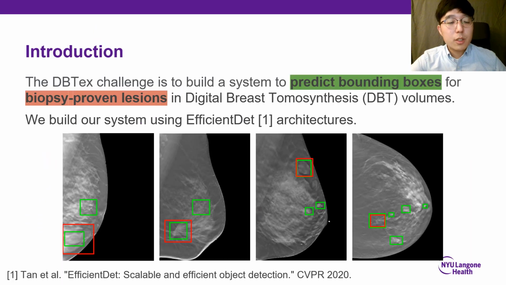In this challenge, we trained 2D EfficientDet architectures trying to find biopsy-proven lesions in DBT volumes. Here, you can see some model predictions indicated as green boxes, trying to find the ground truth lesions indicated as red boxes. As you can see, the models can have multiple box predictions per volume. Ideally, good models should output the highest confidence score for the true positive predictions.